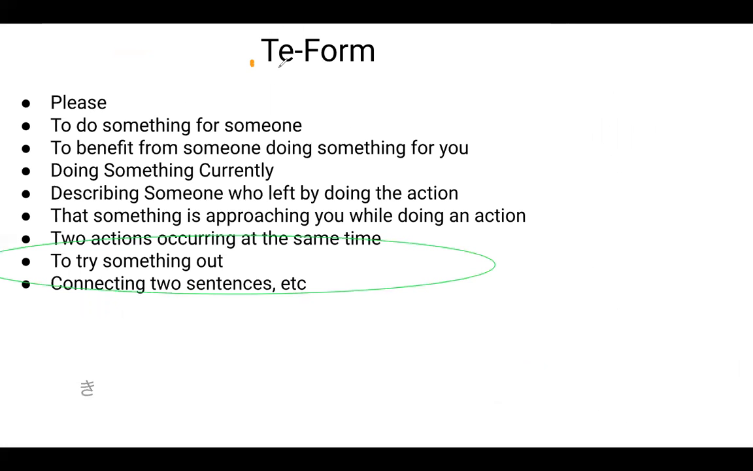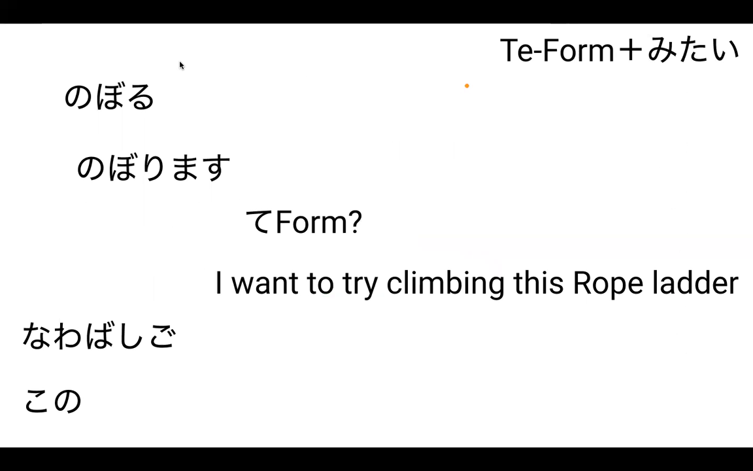So now we're at te form. So we're doing te form can be used to make the meaning of to try something out for the first time. And the way you do that is that you get te form and then you add mitai to the end of it. That means to want to try something. So can you do me a favor and read this word right here? Noboru. What do you think that means?